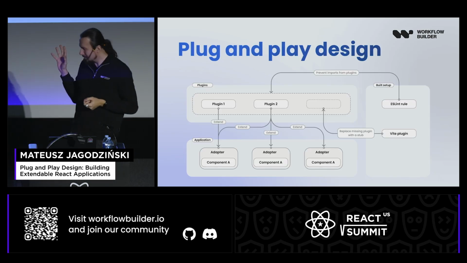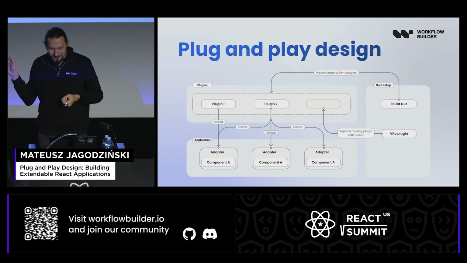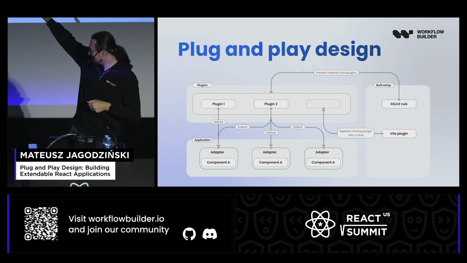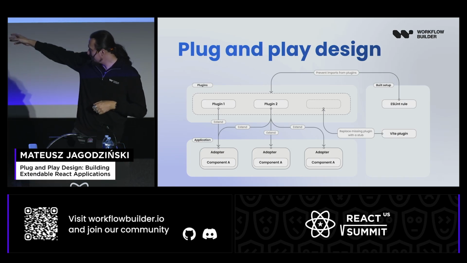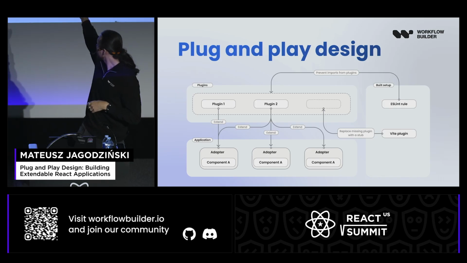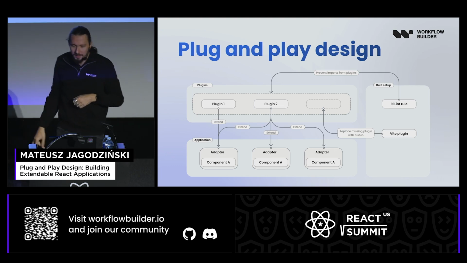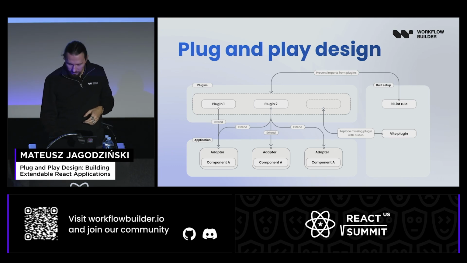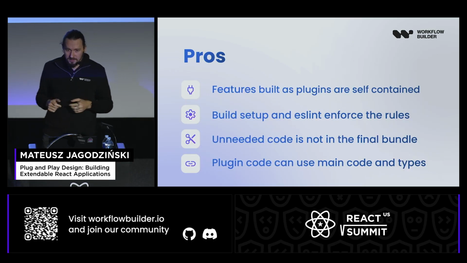Here is a diagram that I think visualizes it better, all the relations. So we have these plugins within their own folder. They're making use of the application and components wrapped in adapters. At the same time, we prevent those imports and have this Vite plugin that allows for replacing missing plugins with the code. So let's sum this up.